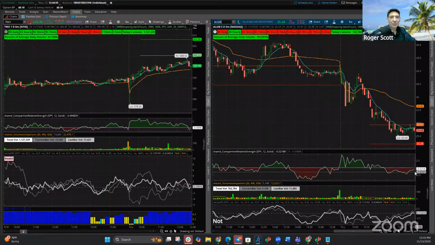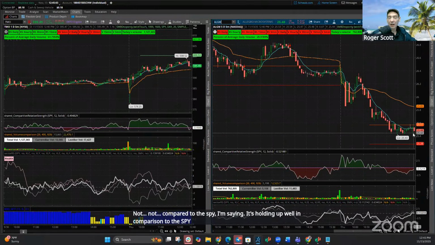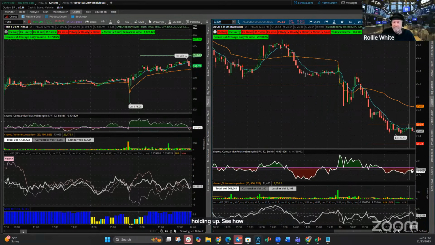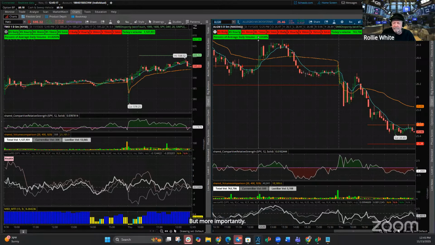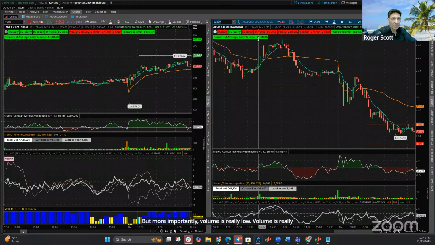Not compared to the SPY, I'm saying. It's holding up well in comparison to the SPY. The SPY is falling off a cliff right now, and this is kind of holding up. Well, now it started coming off, but you see what I'm saying. It's not coming down. It's just kind of staying here. But more importantly, volume is really, really low.